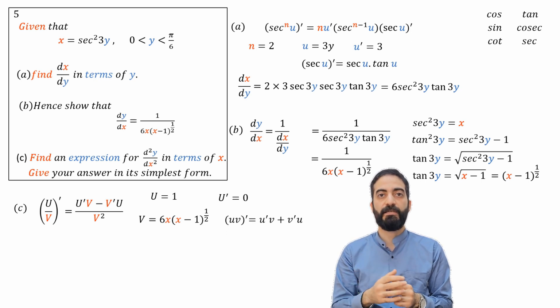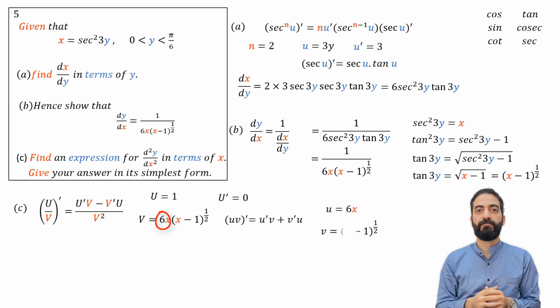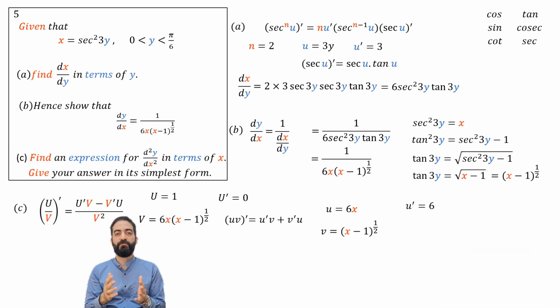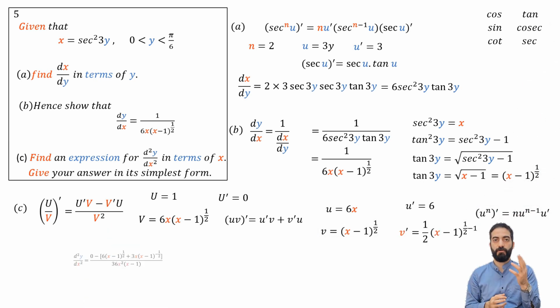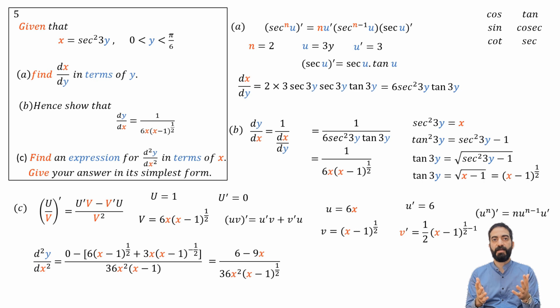We can consider that u equals 6x, so u prime equals 6, and for v prime we must use this rule because v has this form. And now we put the answer for u, v, u prime and v prime to get the final answer.